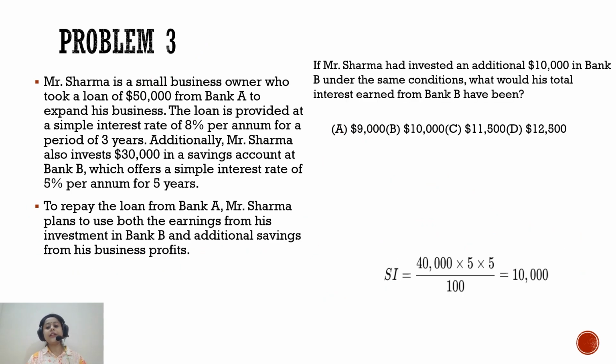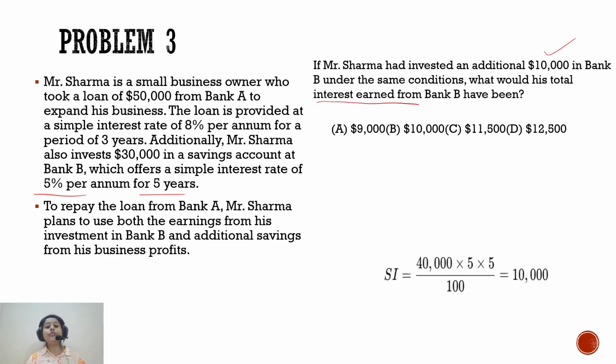Okay, let us move to the next problem. It says that if Mr. Sharma has invested an additional 10,000 in bank B under the same conditions, meaning there will be a 5% interest rate and it will be invested for 5 years. Given all other prevailing conditions, if he invests 10,000 more, then what will be his total interest earned?